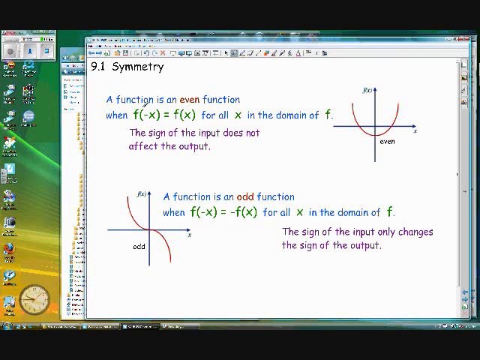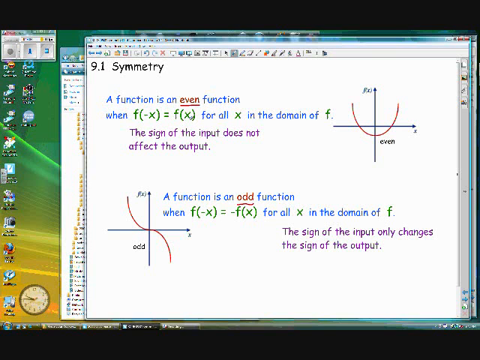This is where we're now going to define an even function and an odd function. We're going to start with the even one. A function is even when the value of the output remains the same whether you put in a negative or a positive.